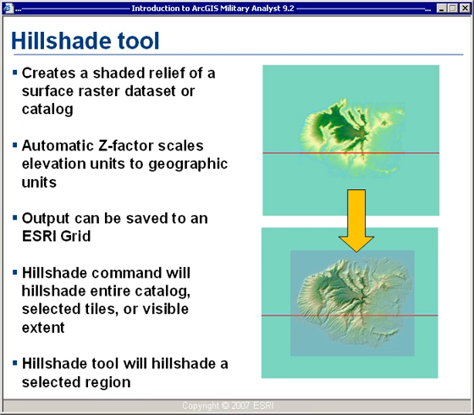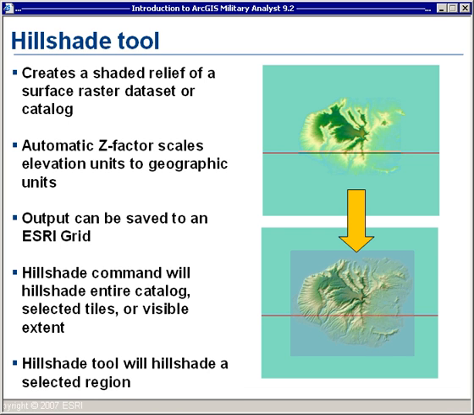The Hillshade command and the Hillshade tool will create a shaded relief version of a DTED catalog or a surface raster dataset. It features an automatic Z-factor conversion that will scale elevation meters to the same number of units as your geographic units. The output from the command and the tool can be saved to an ESRI grid for later use, but the default is a temporary raster dataset that will remain as long as your ArcMap session is open.